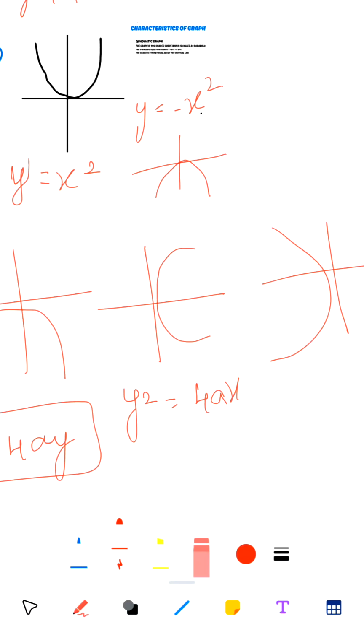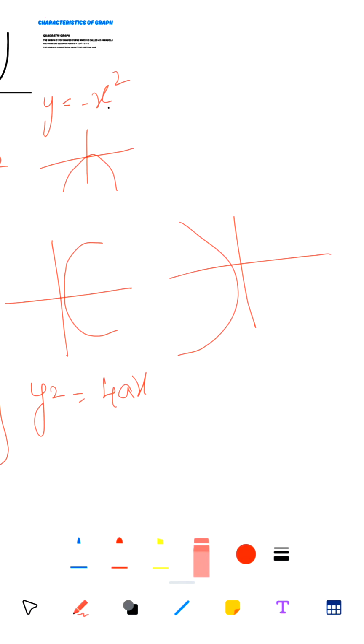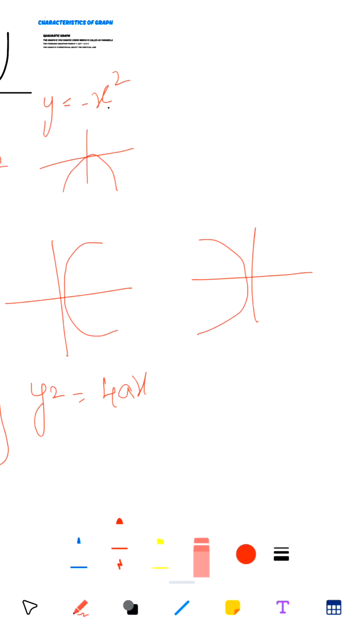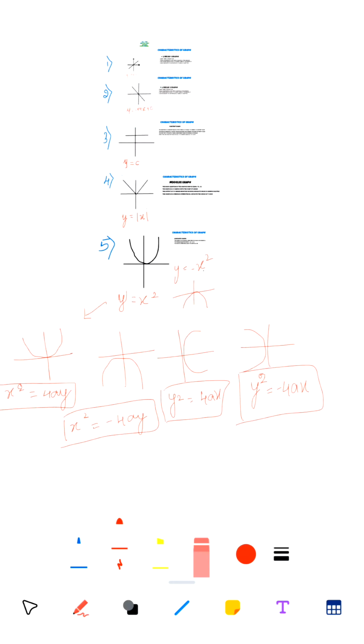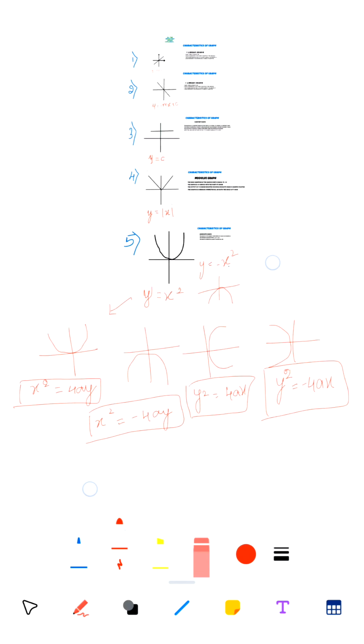Next, for this particular graph, y square will be equal to minus 4ax. This is because it is on the negative x-axis. Can you observe, this is the negative x-axis, right? So that's why. I hope you understand the four different parabolic equations of the quadratic graphs.